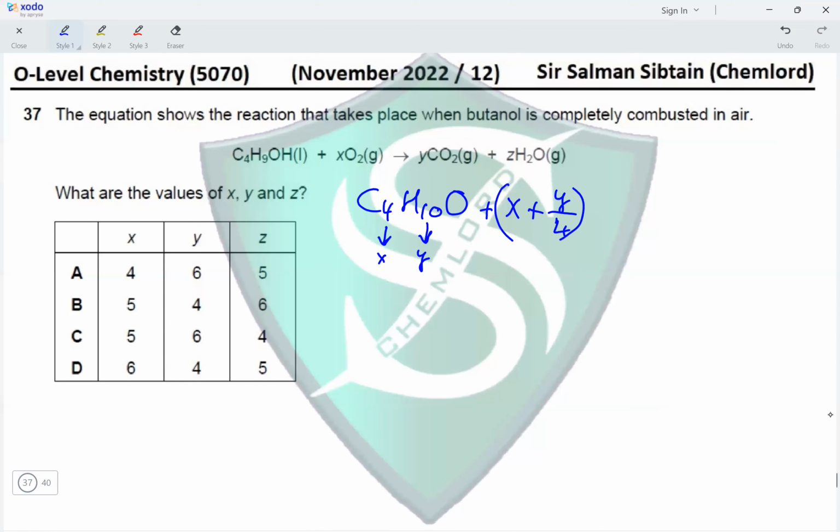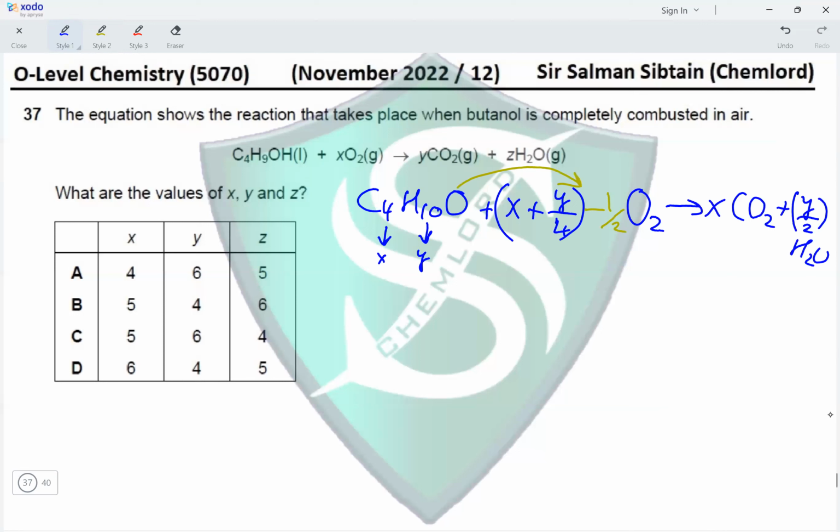And since there is one oxygen atom present here, that would be accounted for by subtracting half a molecule from this formula, X plus Y upon 4, right? We subtract half. So this would give us the moles of oxygen, giving us X moles of CO2 and Y upon 2 moles of H2O.